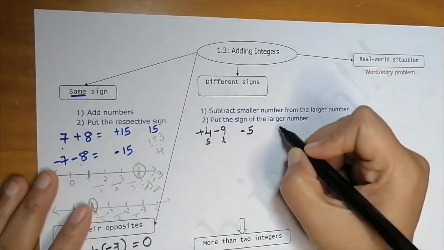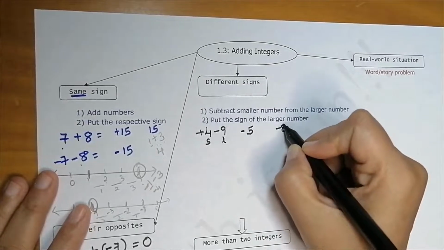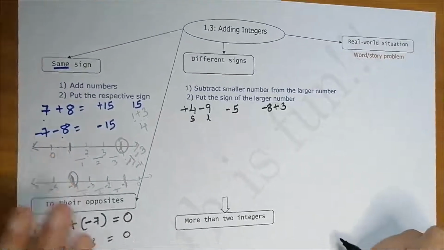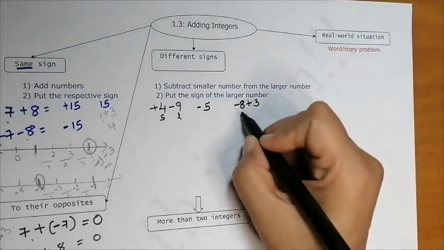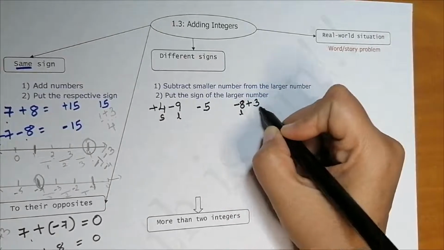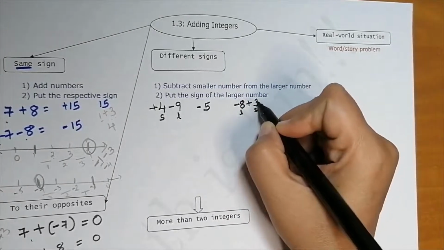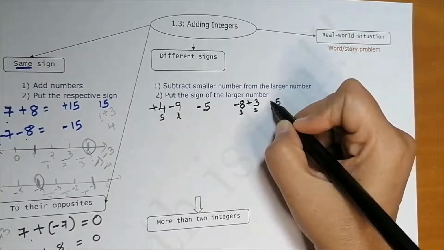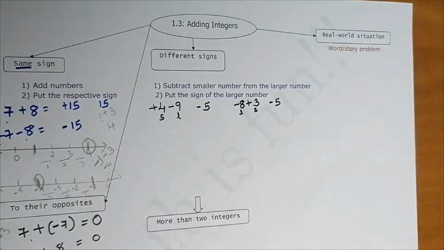Let's take one more example. Minus 8 plus 3. Okay, so what will you do? Again, the same thing. Subtract the smaller from the larger. This is larger, this is smaller. 8 minus 3 is 5. And the sign of the larger number is minus. So we put minus here. Okay, so this is how these sums are done.